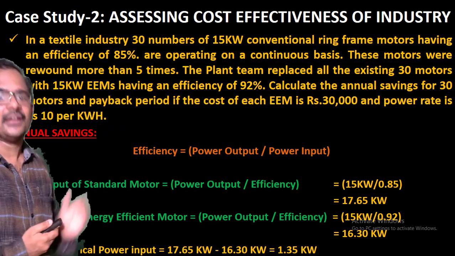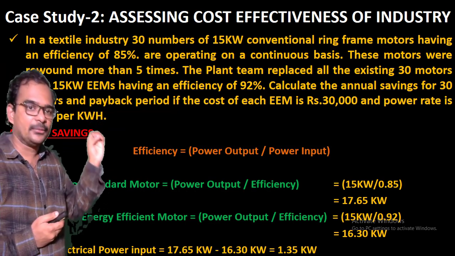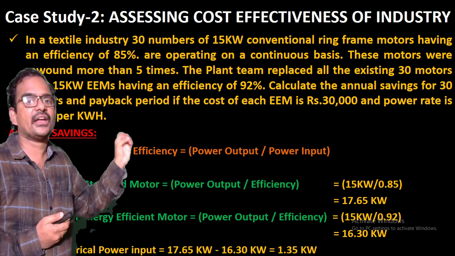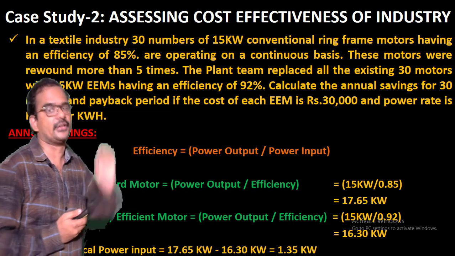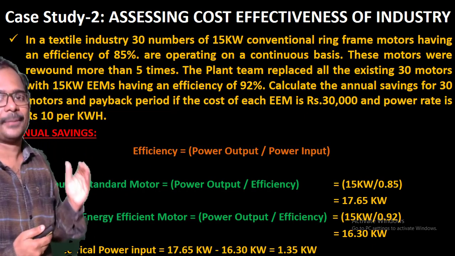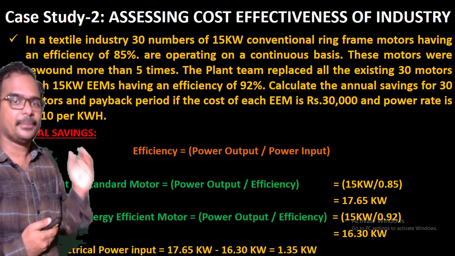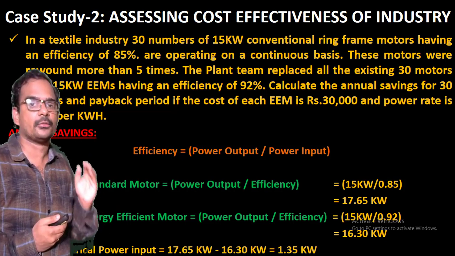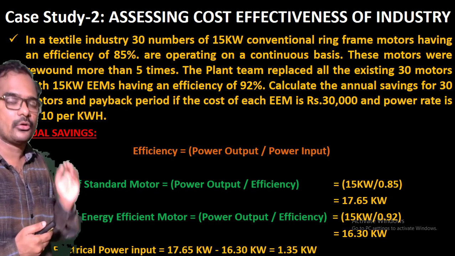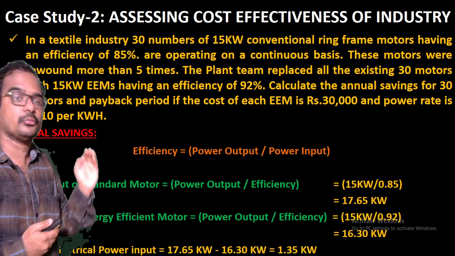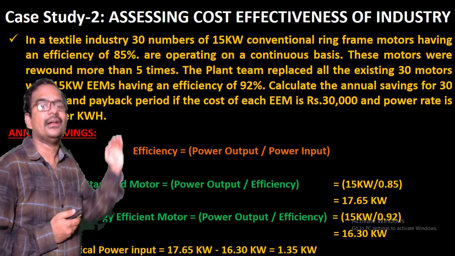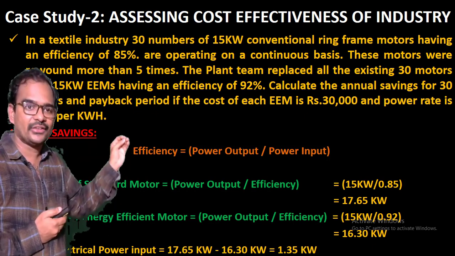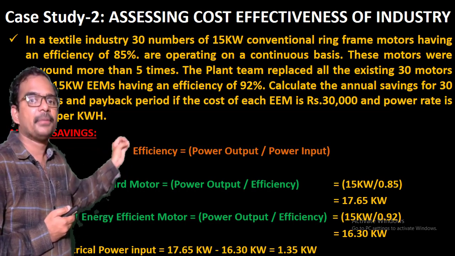Now the plant team replaced all the existing 30 motors with 15 kilowatt energy efficient motors having an efficiency of 92%. Instead of standard motors, the plant team has replaced all those obsolete 30 numbers of 15 kilowatt motors with 30 numbers of 15 kilowatt energy efficient motors which have an efficiency of 92%. Now what are they asking us to calculate? Calculate the annual savings for 30 motors and the payback period.